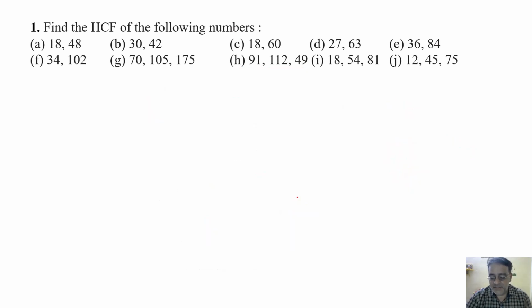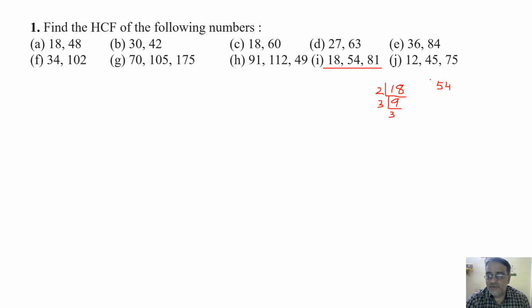Okay. So next question. 18, 54, 81. So let us start with 18. 18 first you divide by 2, 9. Divided by 3, 3. Okay, fine. 54.